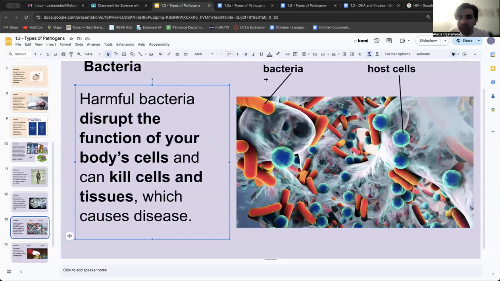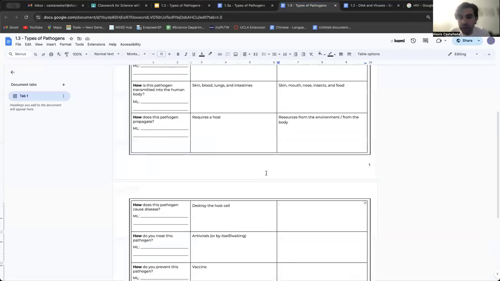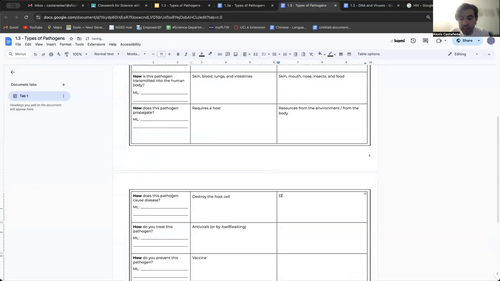So when you have these bacteria, they will disrupt the function of your body cells. They will not allow your cells to function correctly, and they will kill the cells and tissues. So you can write this in many ways, but they disrupt the function of your cells by eating all of the food. Basically, they'll eat all the resources in your body, and will leave nothing for your other cells, so they die. The cells will die because they do not have any food.